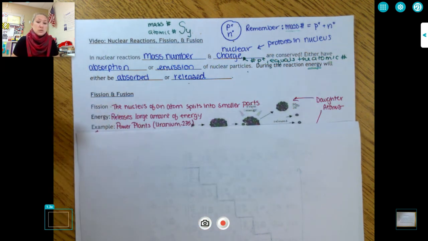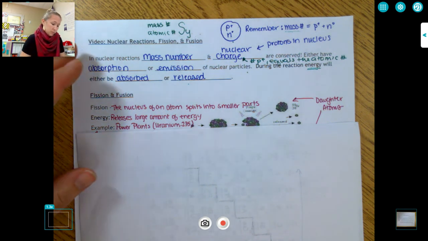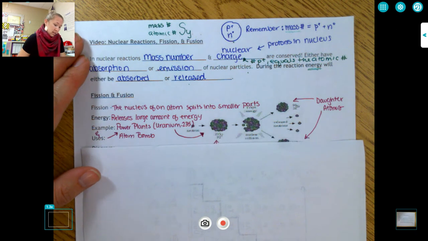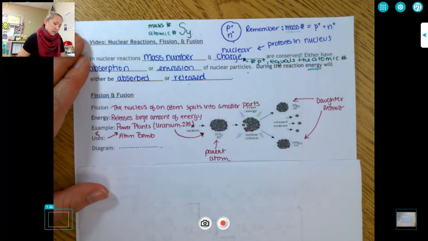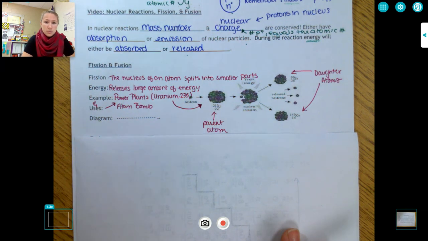We have two types of reactions. We can have an example of fission or fusion, are the ones that we're going to default to looking at. Are things coming together or is one thing breaking apart? Fission, which is what we'll start with. Fission is where the nucleus of an atom splits into two smaller parts.